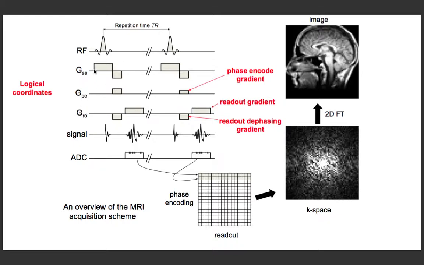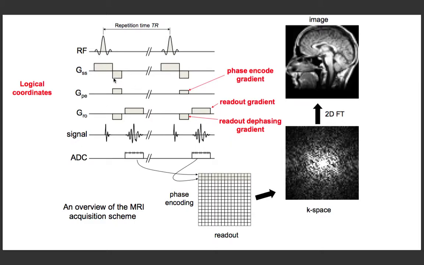But we often describe our sequences in logical coordinates. So if I want to take an axial or a coronal image, I keep the sequence looking the same. I just rotate everything so these are on different magnet X, Y, and Z coordinates. So you often work in these logical coordinates, slice, phase, and readout coordinate sets.